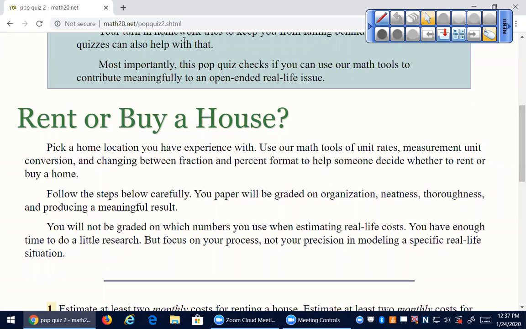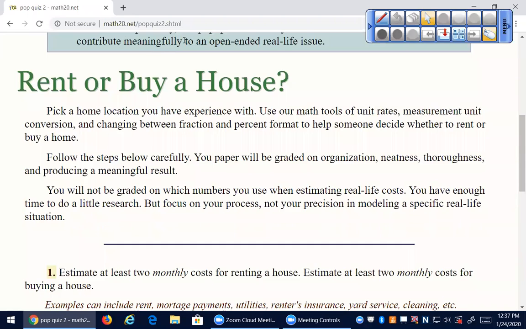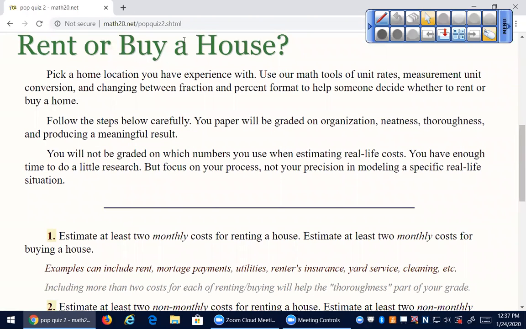You could work in a group, and we're going to see how well you use the unit rates, the measurement unit conversion, changing the fraction and percent that we've been dealing with. And I'm giving you steps. So in a moment, I'm going to hit send and you'll get this in email. You also can look at the board. I'm not going to grade you on the numbers you get, because what you think utilities cost and so on will be different from one person to another. But your process, I can see. I'm going to grade you on your process. Do you have organization and neatness and thoroughness, and do you actually get a meaningful result?